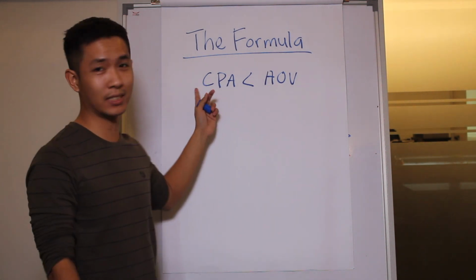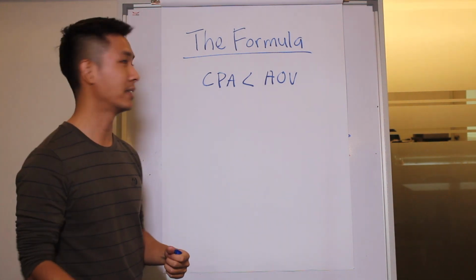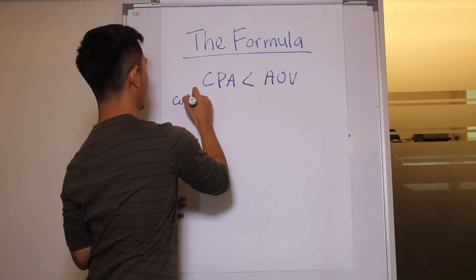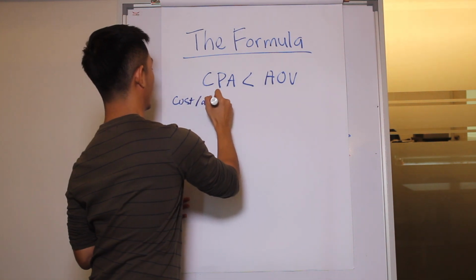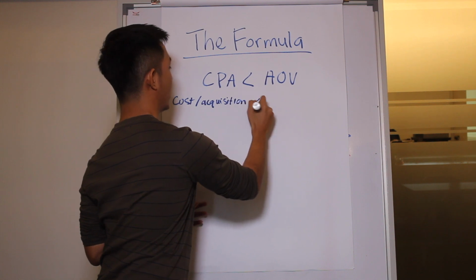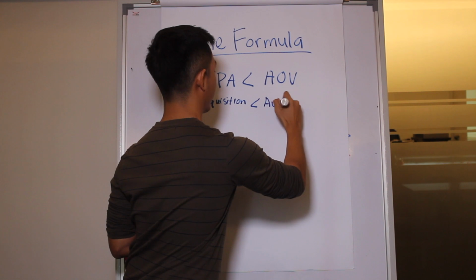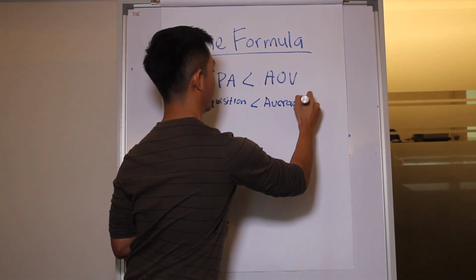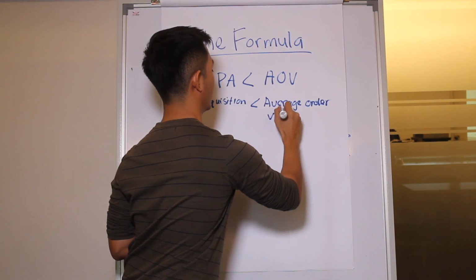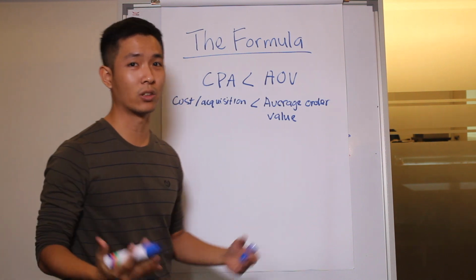So let me explain what CPA is. CPA means cost per acquisition. And AOV, let me write it down. Cost per acquisition is less than AOV, which stands for average order value. Average order value for your products or your services.